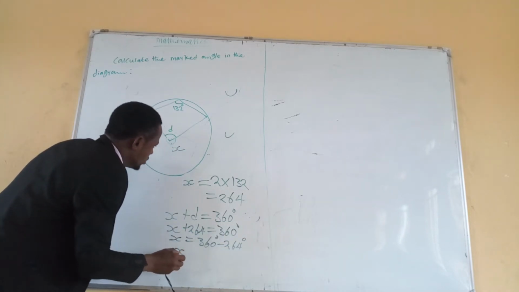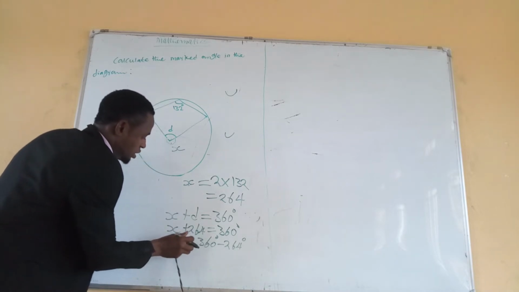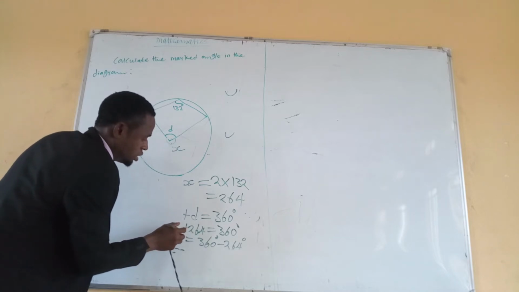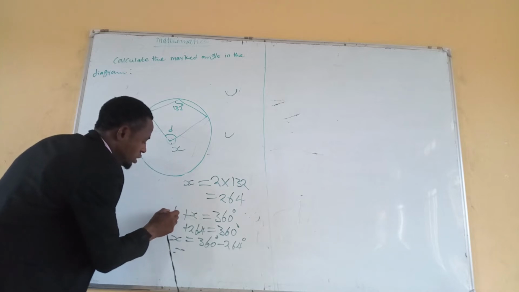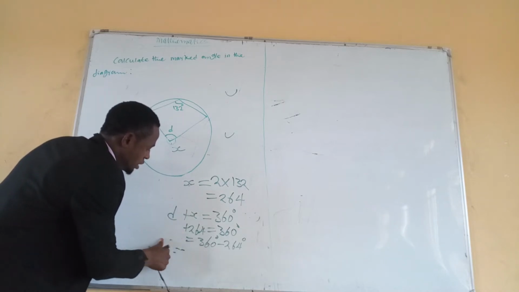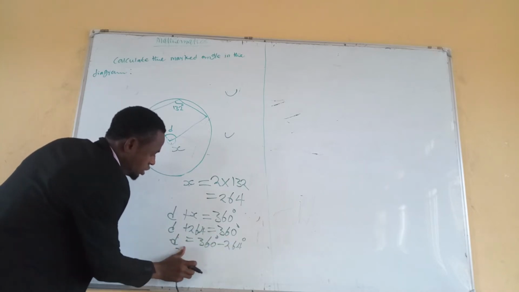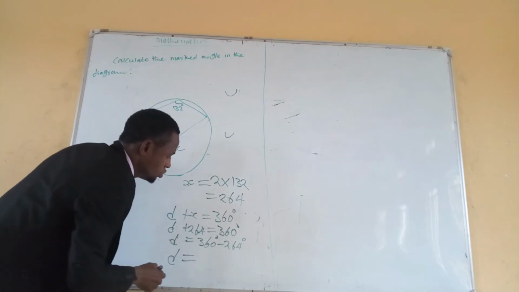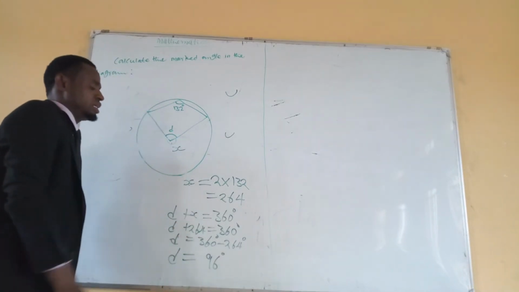So x, rather x is this. Sorry for the mix up. Let's take this to be, we have gotten this, so this is x, this is d. We are calculating d rather. So this is d and this is d. So d equals to this. D is equal to 96 if you do your subtraction correctly.